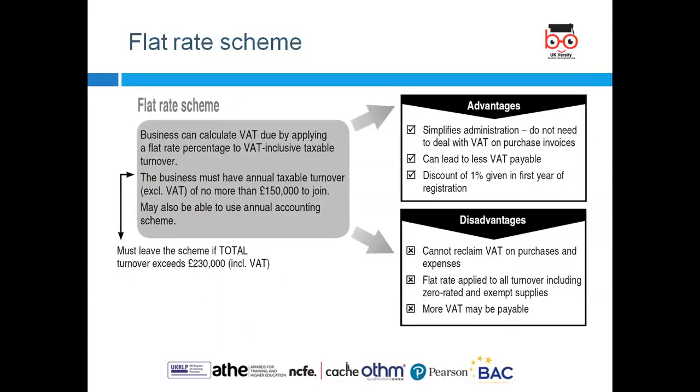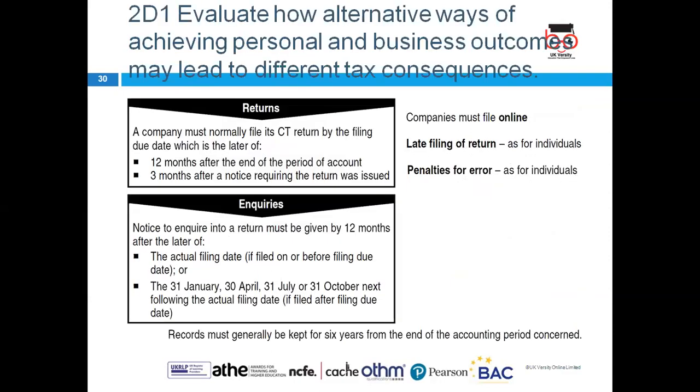Okay, so flat rate, of course, we know the flat rate scheme, we can choose it if turnover is 150,000. You can choose the scheme and you can stay on the scheme until 230,000 turnover, including VAT. So it's simplified administration. One rate can lead to less VAT payable, and a 1% discount is given in the first year of registration. This carries on changing, so please check which year we are talking about.